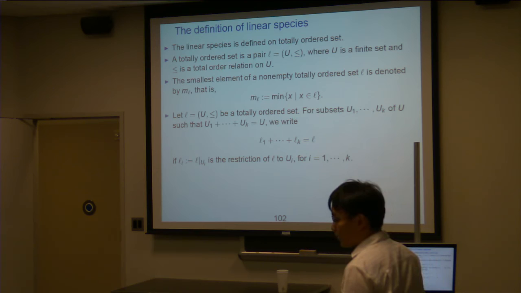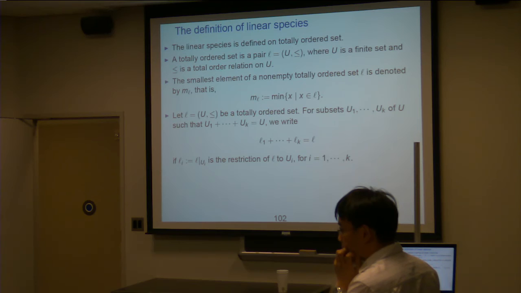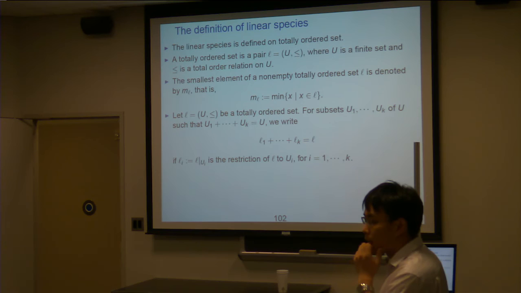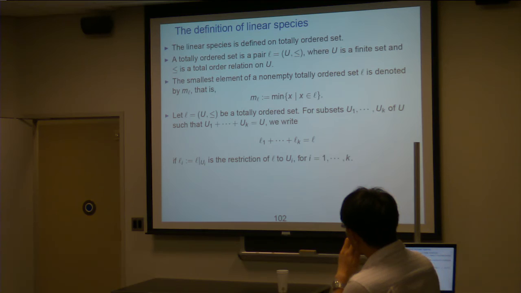So in the equation, are you talking about the set or are you talking about the order? Or both. It's the order set. So the set is the disjoint union, and the linear order is what? But that's not enough to be an order of L. U is just a finite set.